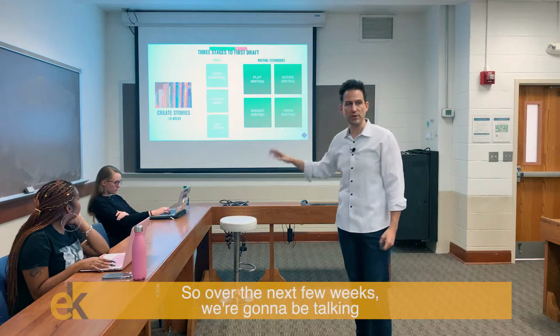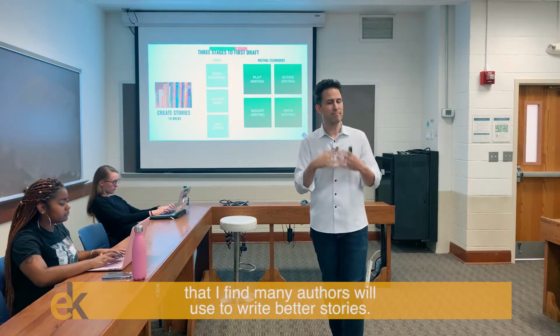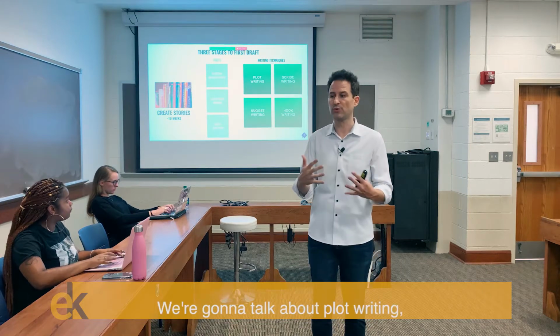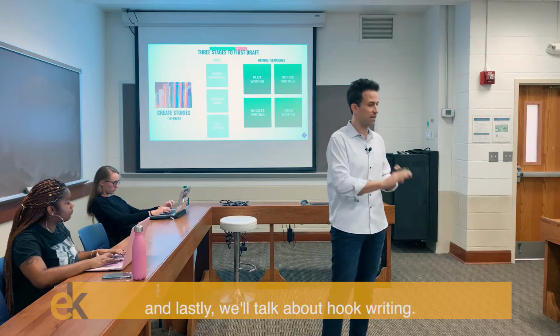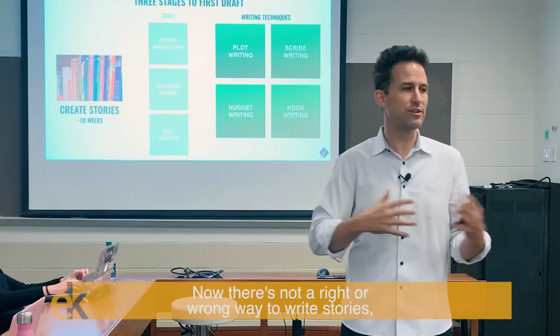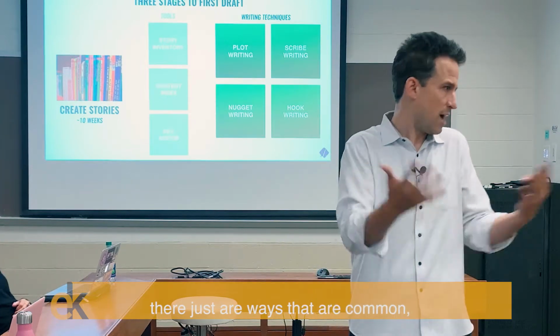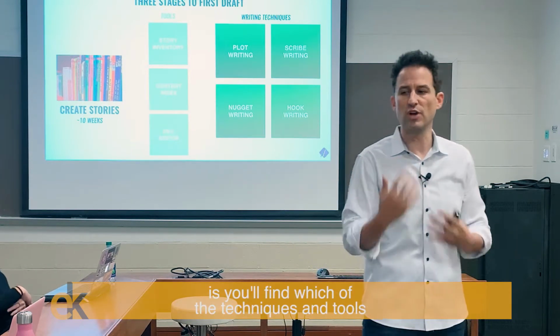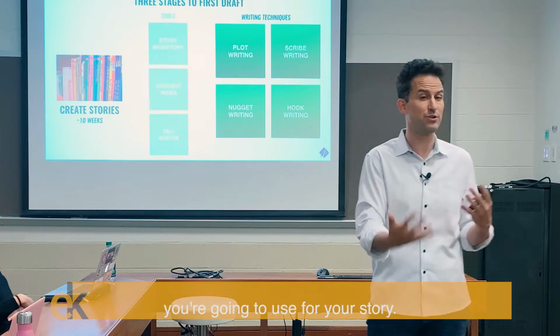So over the next few weeks, we're going to be learning how to use 4 different writing techniques that I find many authors use to write better stories. We're going to talk about plot writing, scribe writing, nugget writing, and lastly, hook writing. Now, there's not a right or wrong way to write stories. There are just ways that are common. And what most of you will figure out as you go is which techniques and tools help you develop the structure you're going to use for your story.